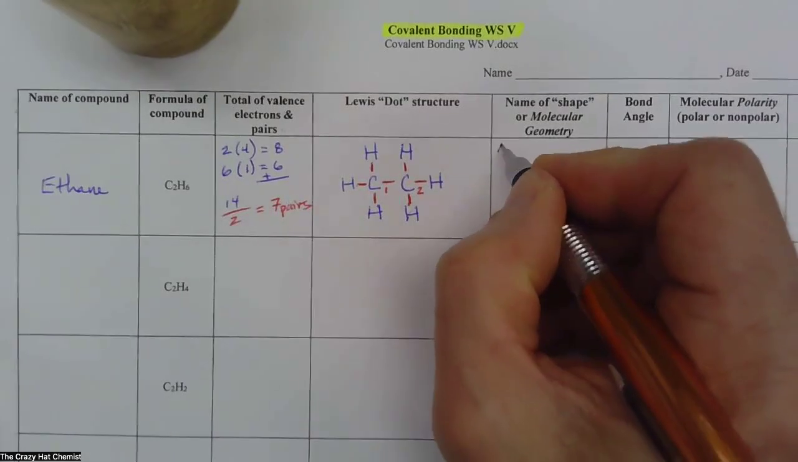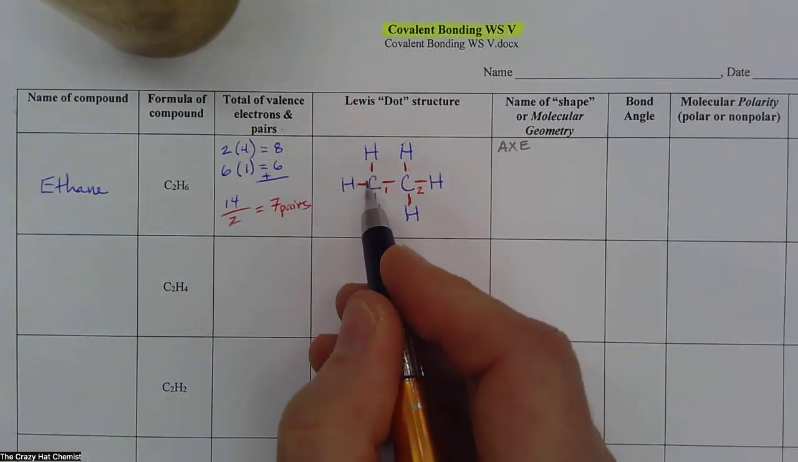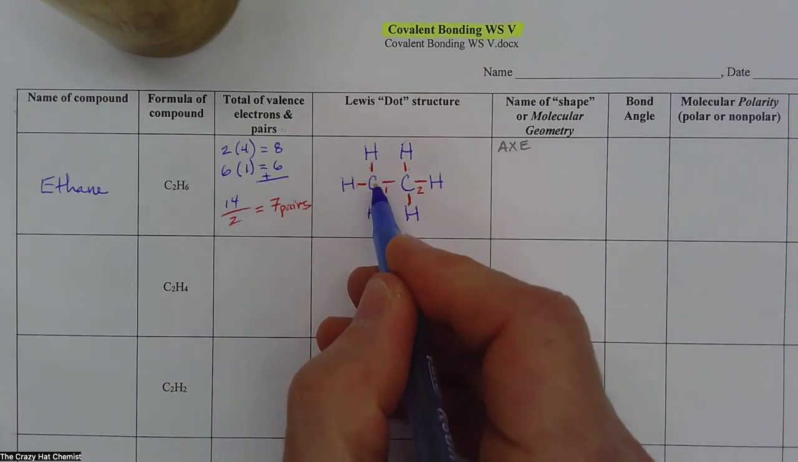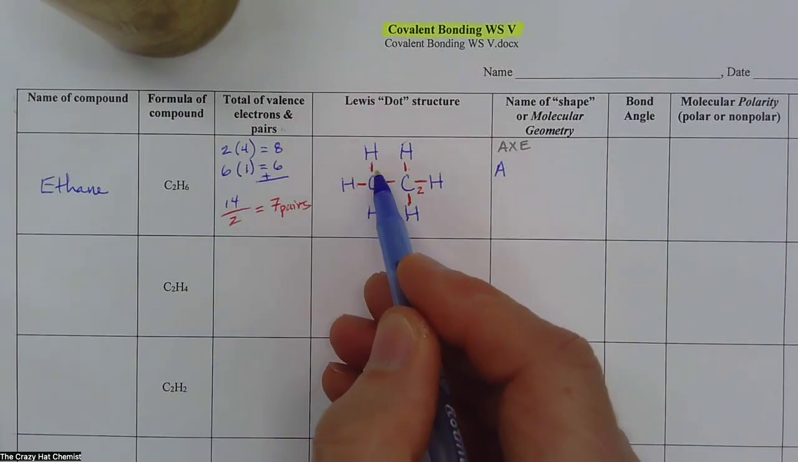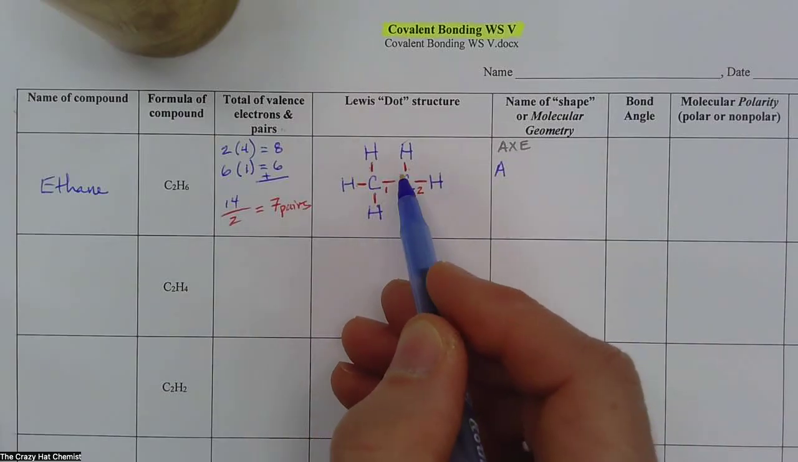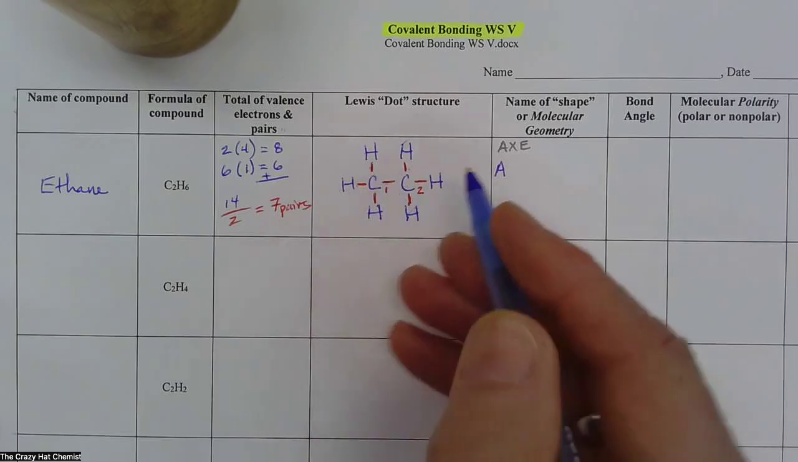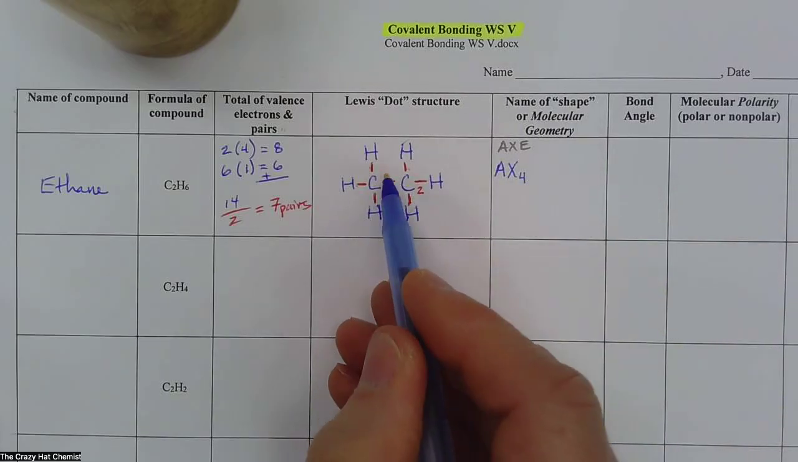And so what we're going to do is we're going to get the AX at each carbon. So the central carbon, we'll call it carbon 1. The central carbon for carbon 1 is the A. Then how many things are actually attached to this central carbon? Well, there's 1, 2, 3, and 4. So those are X's, and there are 4. There are no lone pairs on the central carbon.